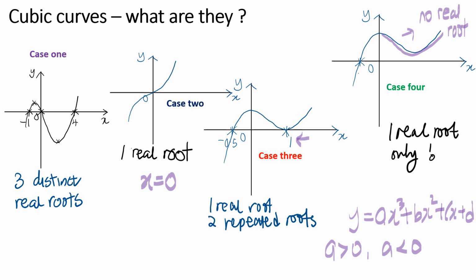It means the cubic curve can have 3 distinct real roots, can have 1 real root where x is equal to 0, can have 1 real root and 2 repeated roots, or case number 4 is just 1 real root only, and it is not x equals 0. If you look at case 4 and case 2, they are not the same. Case 2 is 1 real root, but here x is equal to 0. But if you look at case 4, x is not equal to 0. It can be other values. Okay?